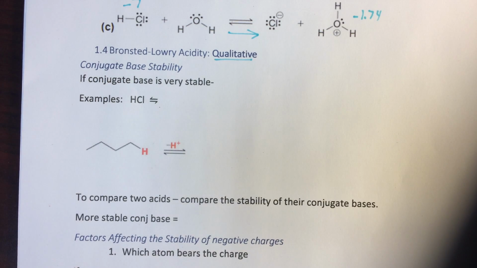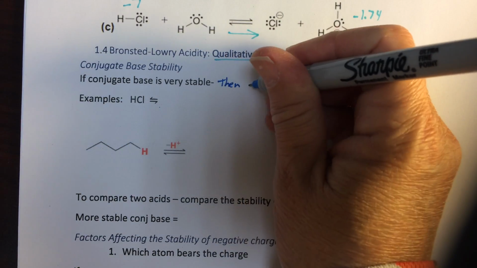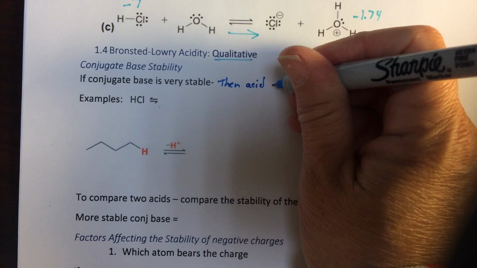Okay, so now we're going to look at a more qualitative way to determine the acidity of a proton. We're going to look at the conjugate base stability. If the conjugate base is very stable, then the acid will be strong.